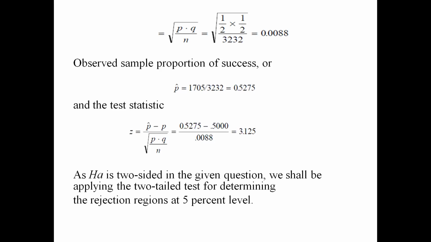The test statistic is equal to p cap minus p divided by the root of p into q divided by n, where p cap is 0.5275, minus 0.5000, divided by 0.0088, which is equal to 3.125. As HA is two-sided in the given question, we shall apply the two-tailed test for determining the rejection region at the 5% level.